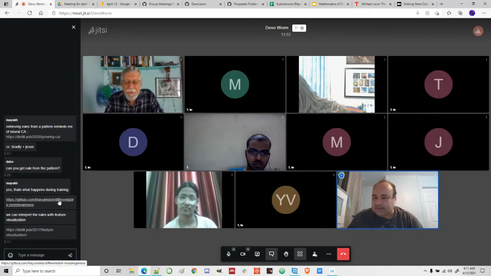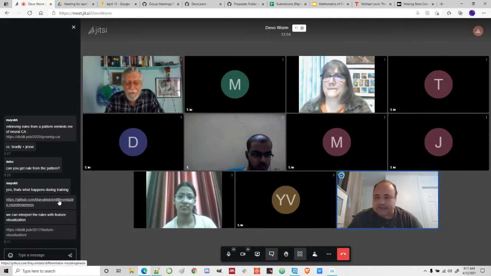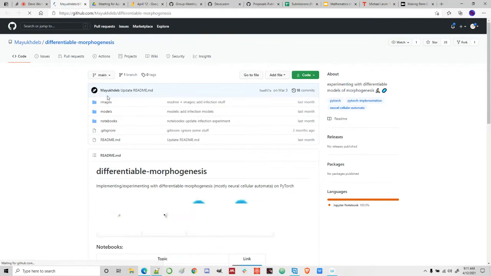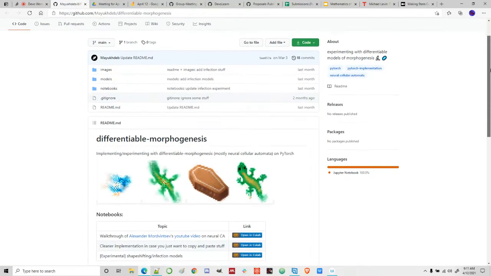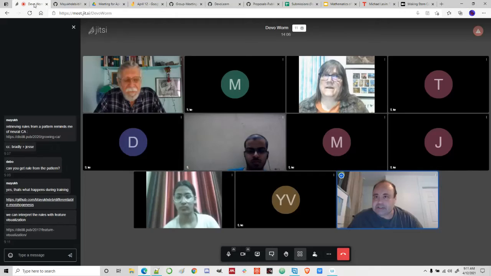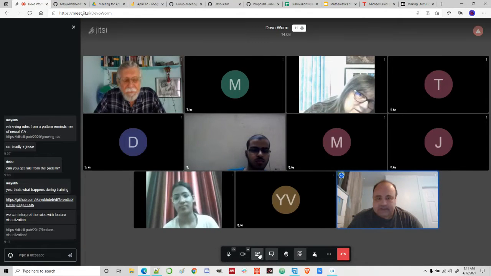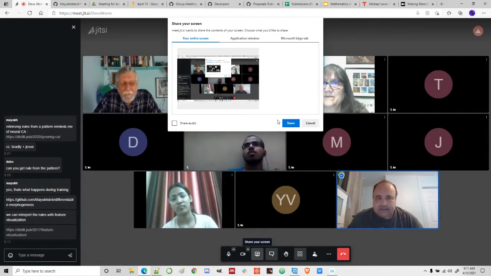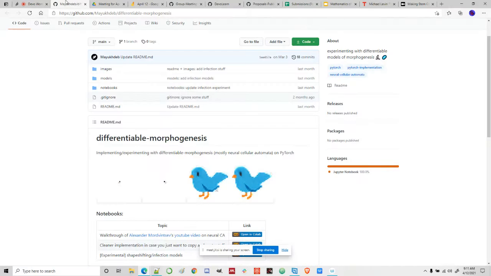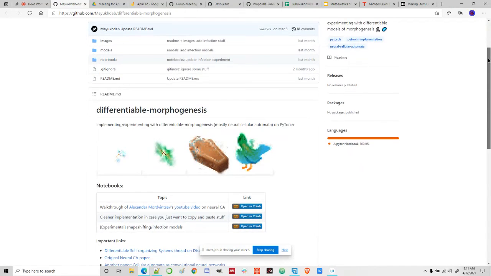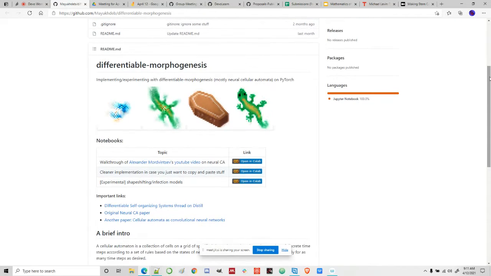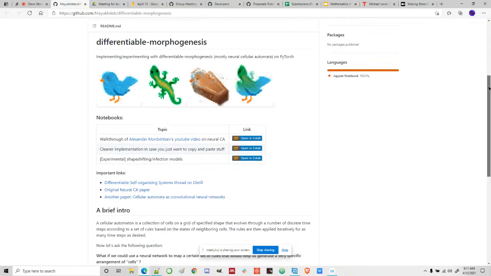So Mayukh has a thing called differentiable morphogenesis, which I guess is something he worked on in one of his projects. He implemented some neural cellular automata in PyTorch. If you go to the link in the chat, it's right there. I'll share my screen. So this is his work on it, where he's taking different patterns and turning them into other patterns, which is not quite the same thing as what we're talking about, but this is.